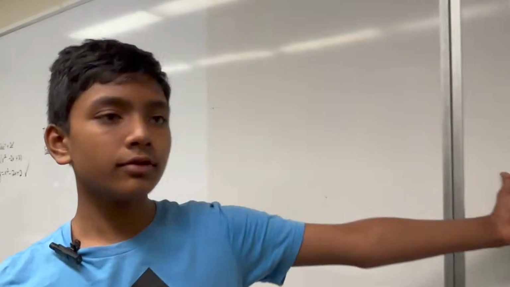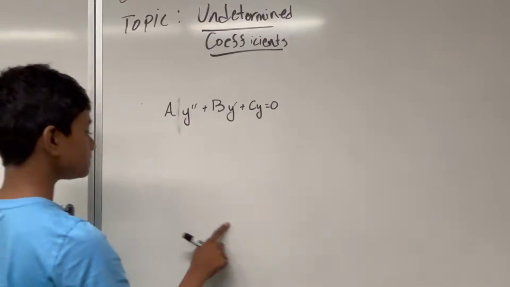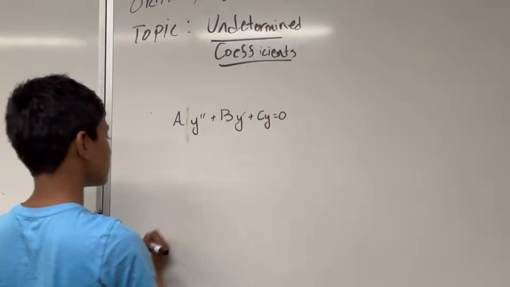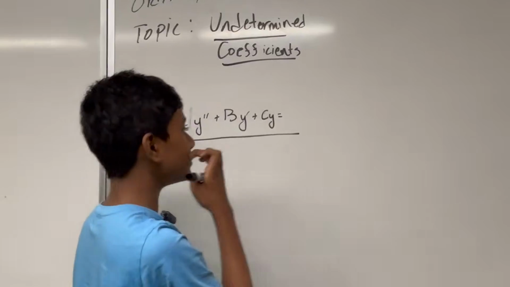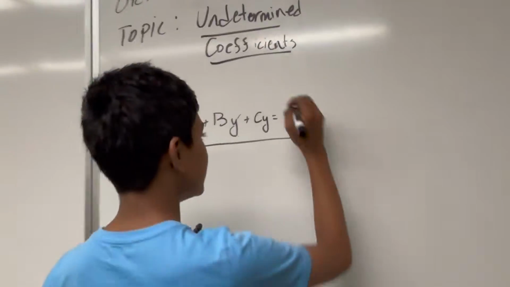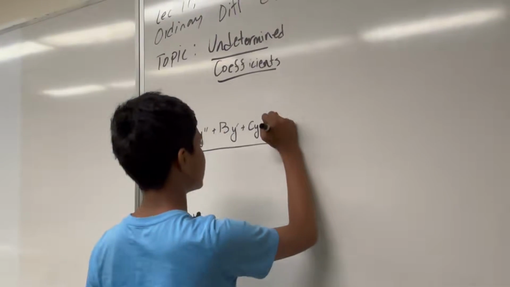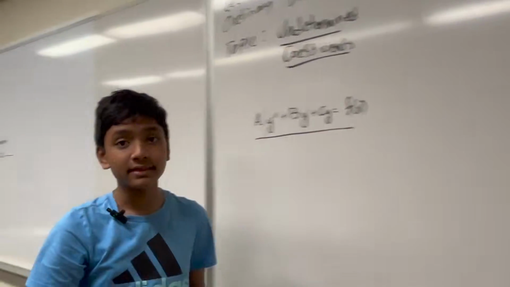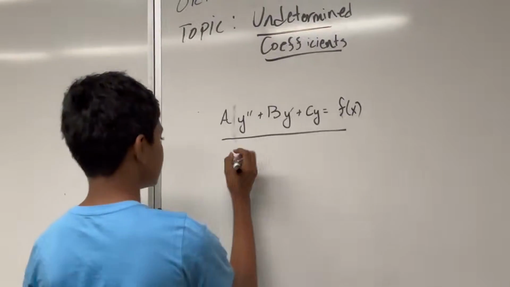So then, what do we do in such a situation? Well, this does not actually have to be homogeneous. If it's homogeneous, the solution gets way simpler. But then, let's say this is some function, f of x. Then things get a little bit tricky. So let's look at an example.